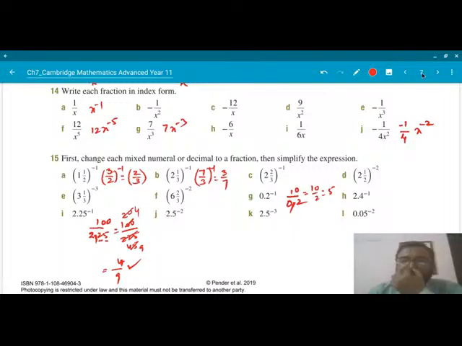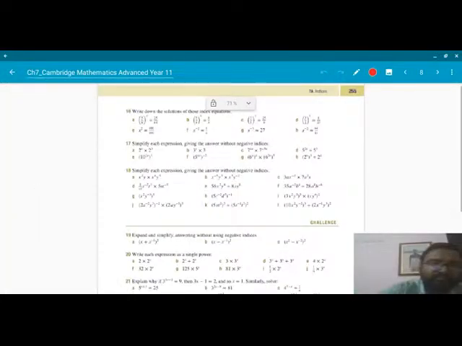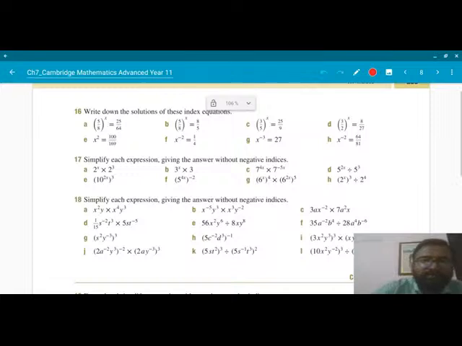Next question. The rest you can all do. I think it is x power 5 by x power 2, where x is equal to 2. It is 10 by 13 whole power 2.